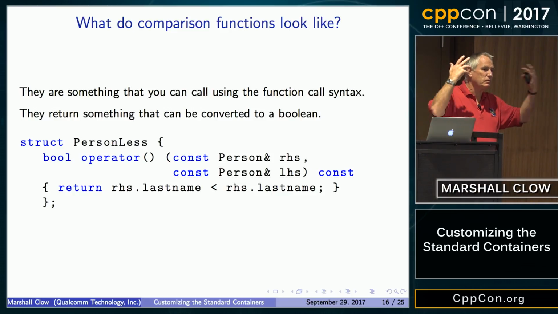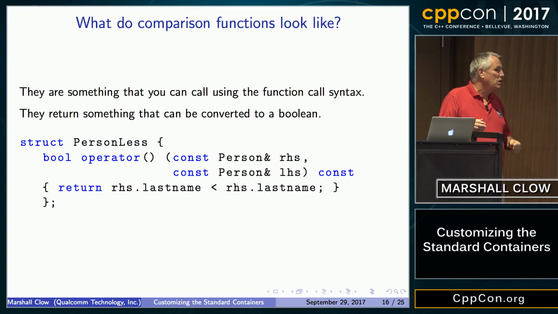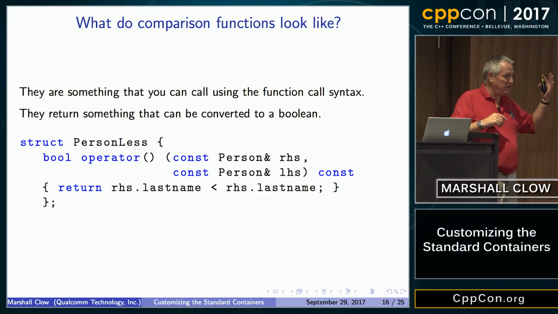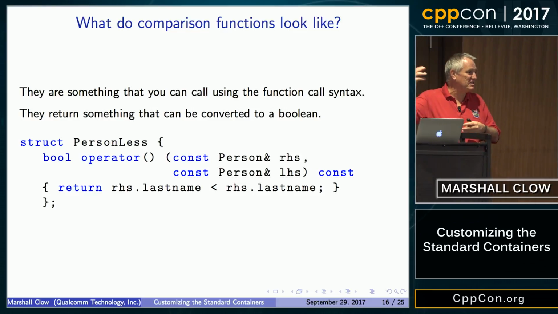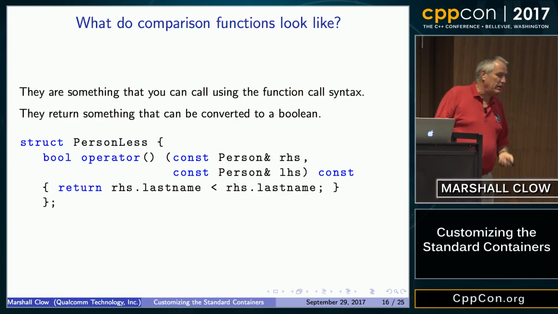Strict weak ordering, right? What is strict weak ordering? It means that your function has to be irreflexive. If x is less than y, y can't be less than x. They can both be false. That's fine. Think of 3 and 3. 3 is not less than 3, and 3 is not less than 3. And it's transitive. If 2 is less than 4 and 4 is less than 8, then 2 is less than 8.